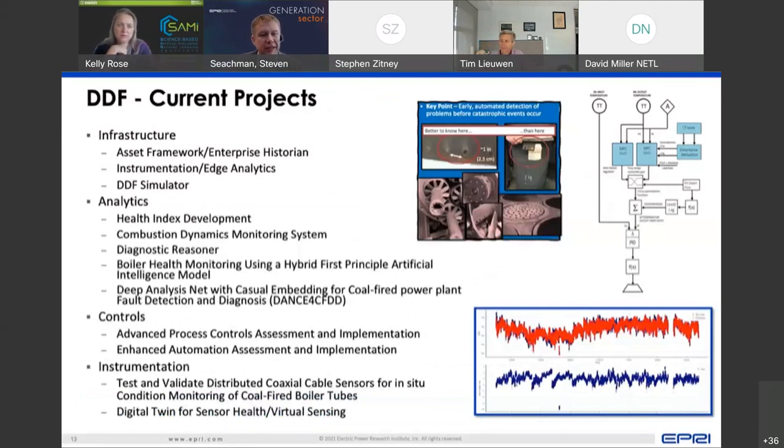Once again, super excited that we were able to pull this working group together. And I think it's a great opportunity to show additional collaboration within this sector and showing how important it is that we continue to pursue this intelligent and autonomous power plant as we move forward.